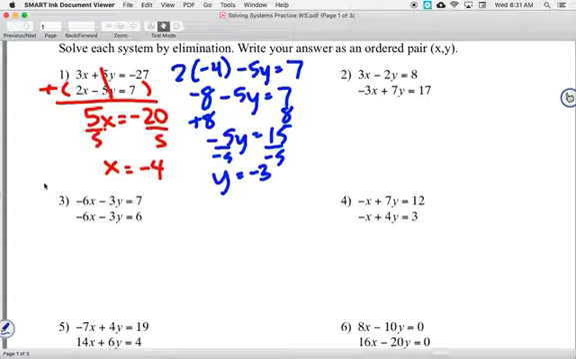But what is my final answer? How am I going to write my final answer to this system? Go ahead. You'll get the next one. Negative 4, comma, negative 3. Right, my answer is negative 4, comma, negative 3. X, comma, y. Okay, everybody make sure that you have that stuff written down.